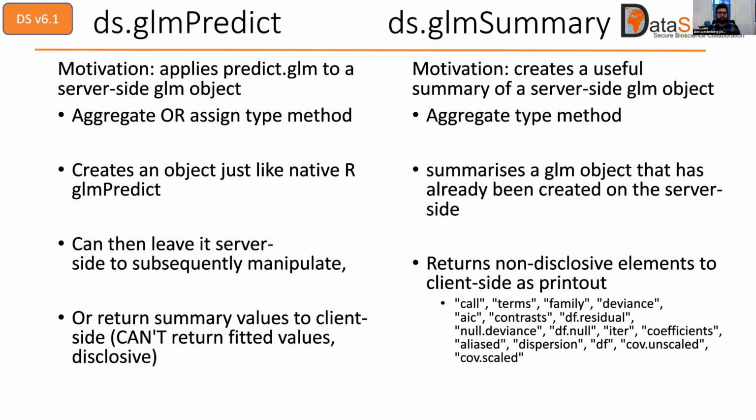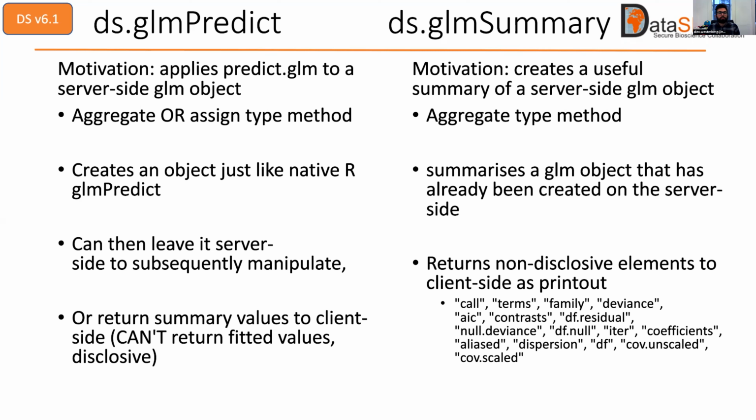These are the two key functions that have changed in version 6.1: GLM predict and GLM summary. As you can tell from the names, they are to do with our suite of generalized linear modeling functions. The predict one, predict GLM as it is in base R, will take a model and then create predicted values based off the attributes of that model.